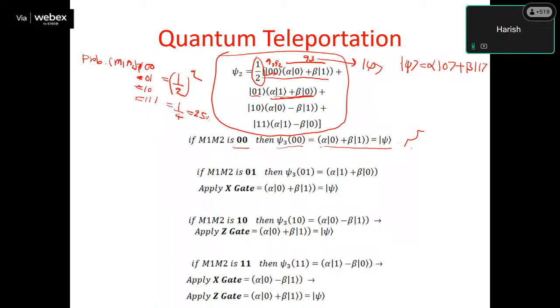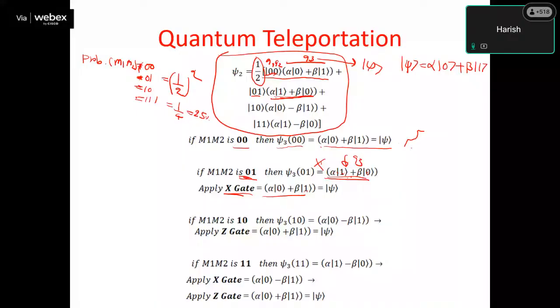So what we are trying to say here is that if you observe 0 1, then what we are getting on q3 is alpha times 1 plus beta times 0. And if I apply the x gate on this state, then this 1 will become 0, and this 0 will become 1. So we apply the x gate on q3, and we are getting alpha times 0 plus beta times 1, that is nothing but psi.